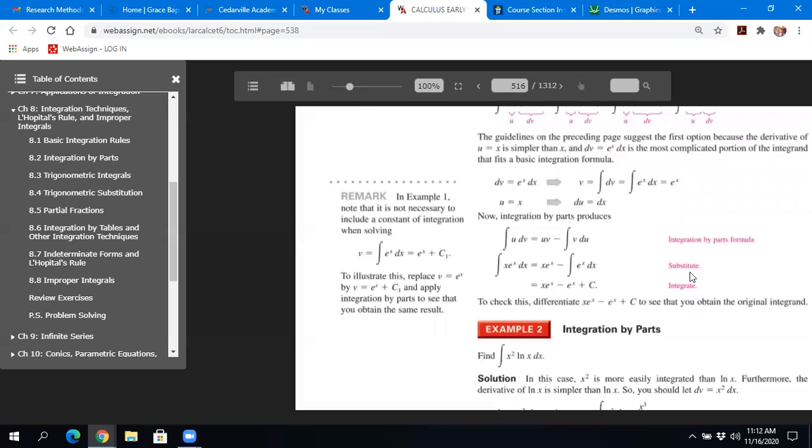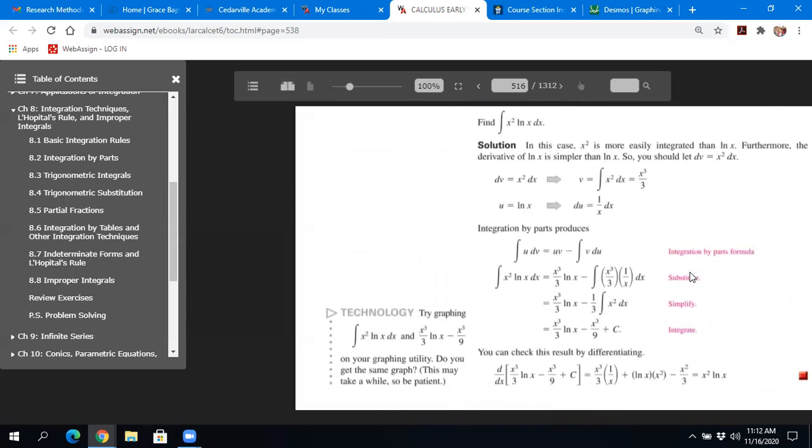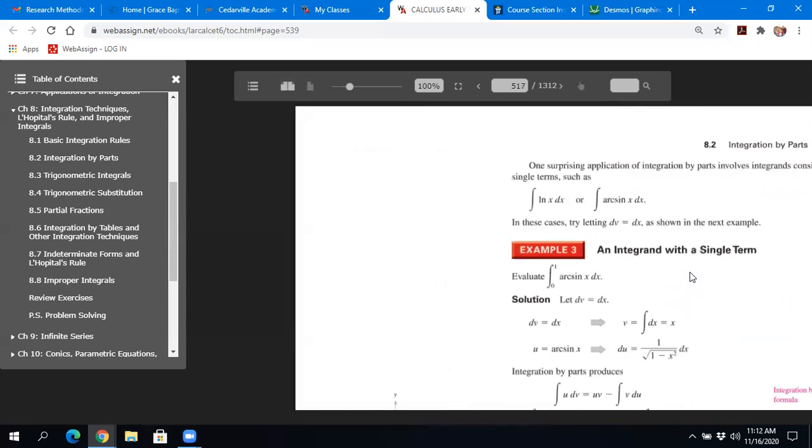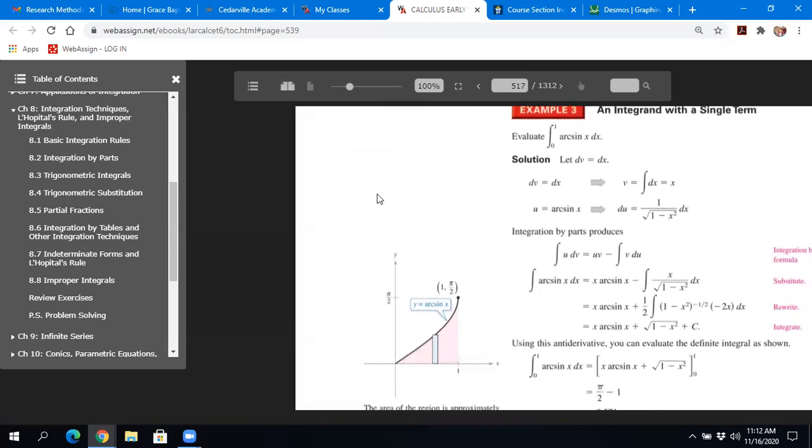How can I check that that's actually an antiderivative for x e to the x? Take the derivative, for crying out loud, and see if it gives you that. Yeah, and you could always do that. There are plenty of other examples here, but let's look at the arcsine one. That one's cute, right? Okay.